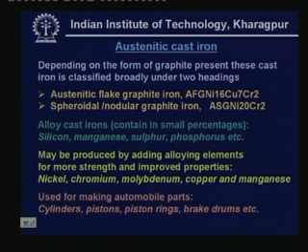Now, this is an austenitic cast iron. What is this? Depending on the form of graphite present, this cast iron is classified broadly under two headings. One is austenitic flake graphite iron, another is spheroidal nodular graphite iron. One is in the flake form of graphite, another, as we discussed in the last class, is in the spheroidal nodular graphite form.